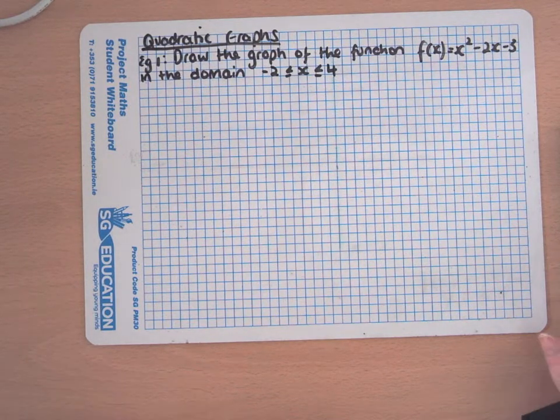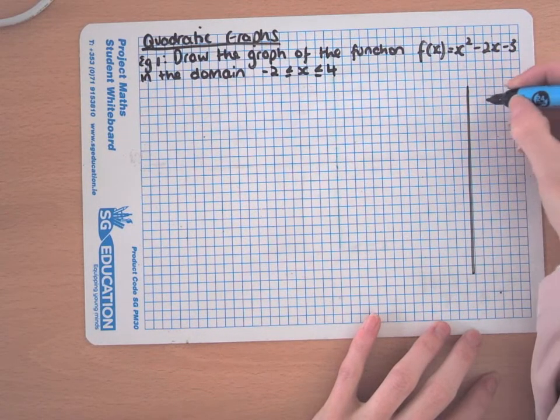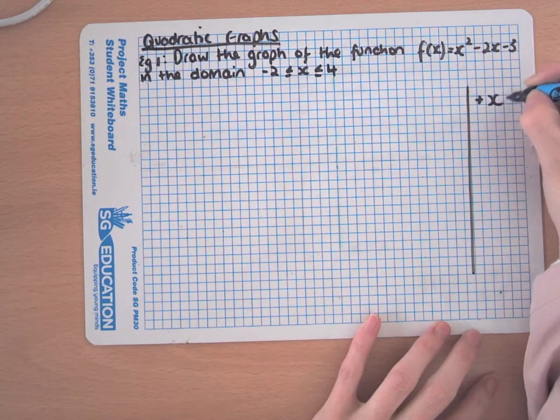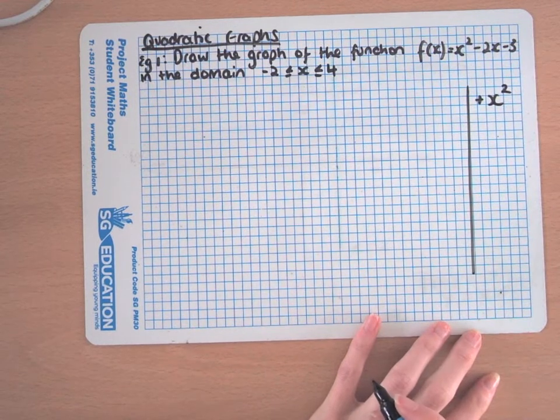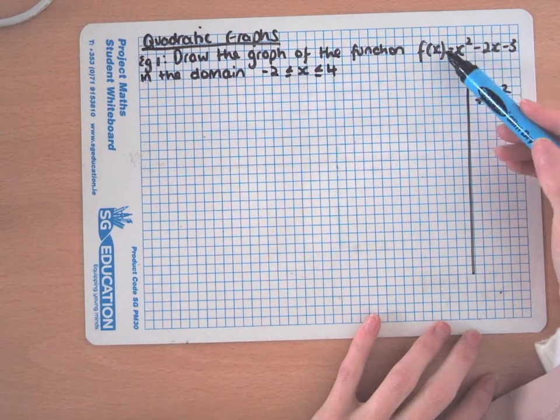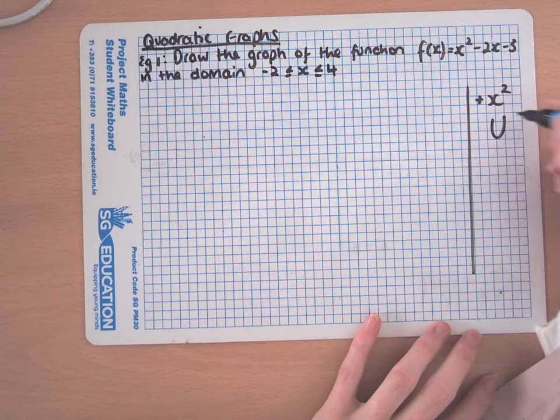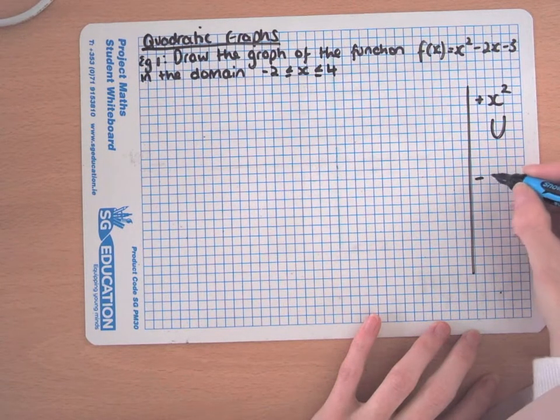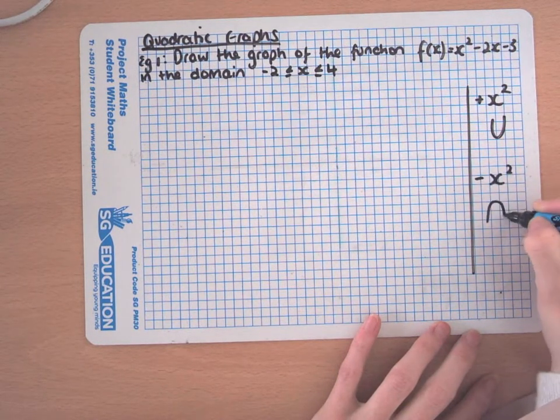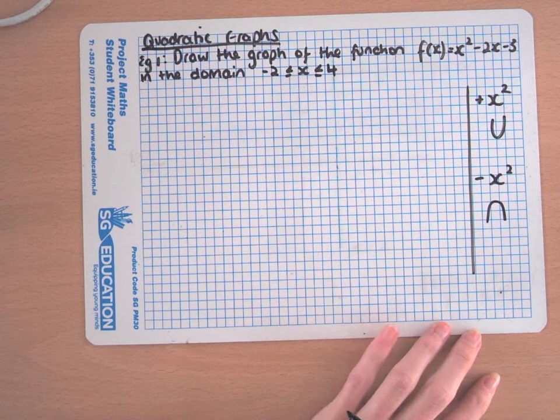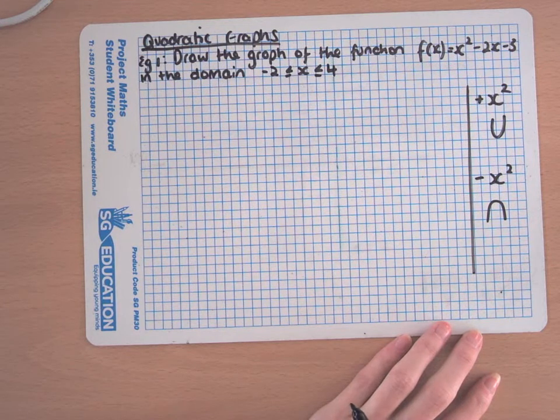Now a little side note. Wherever you have a little bit of room, if you have a plus x squared, so if your quadratic is a plus x squared, that's going to be U-shaped. If you have a minus x squared, it's going to be N-shaped. That'll just help you when you're plotting. Okay, this is what it should look like. If it doesn't look like that, I've made a mistake.